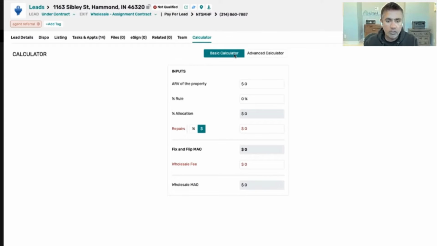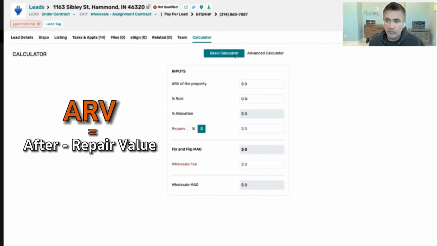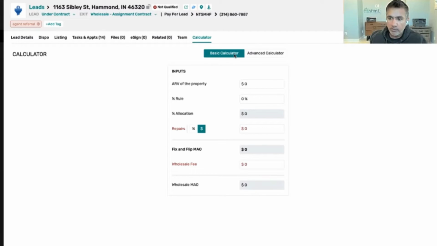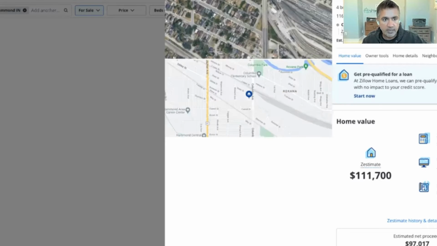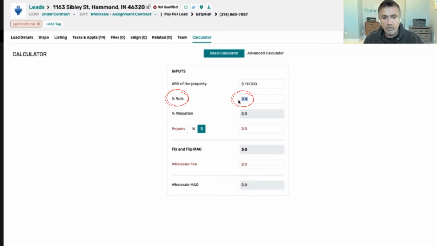So first thing you want to do is know what the ARV of the property is. If you're not familiar with ARV, what that means is after repair value of the property, meaning the value of the property in retail condition. If you were to fix up the property, do everything that it needed and put it on the retail market, what would the value be of that property? That's the value you want to use. In this case, I'm just going to use something directly from Zillow. So it says 111,700, and then I'm going to use the 70% rule.